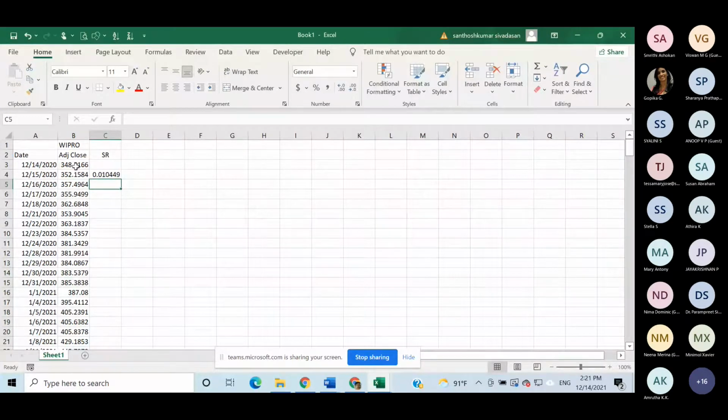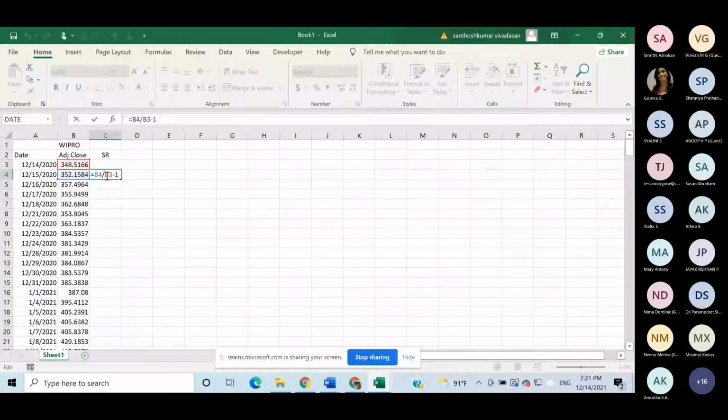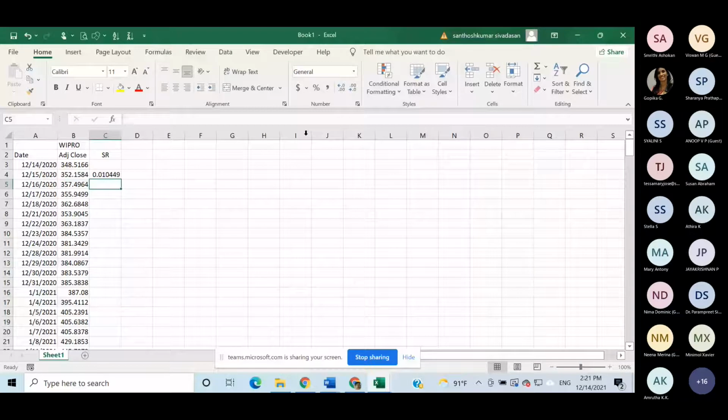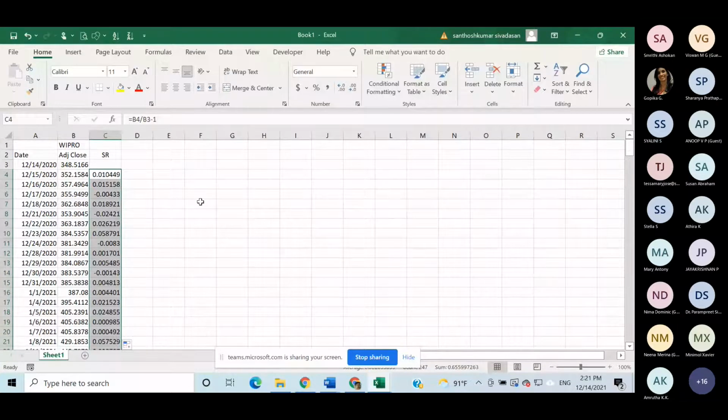So the short formula for computation of simple return is today's price divided by yesterday's price. After division, you just minus 1 and that will give you the simple return. Okay, this is the formula. So select the cell and double click here. When the cursor looks like a plus, double click there, and it will fill in the entire column.